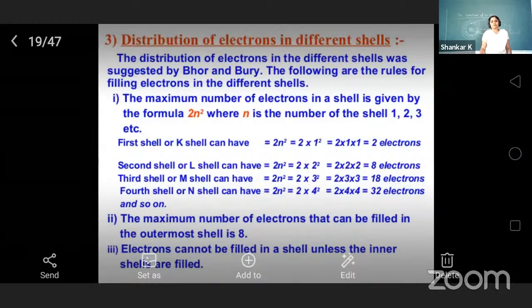The maximum number of electrons that can be filled in the outermost shell is 8.